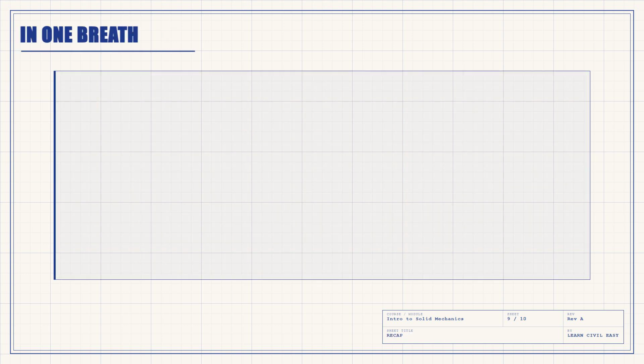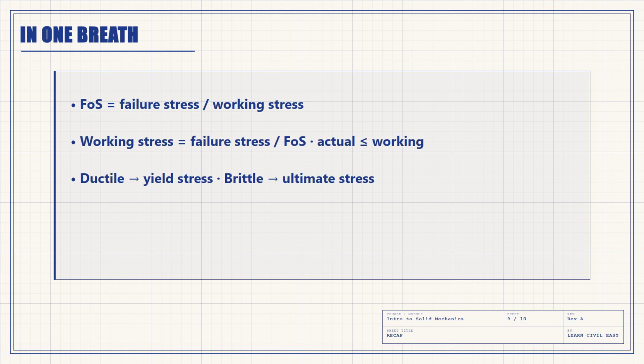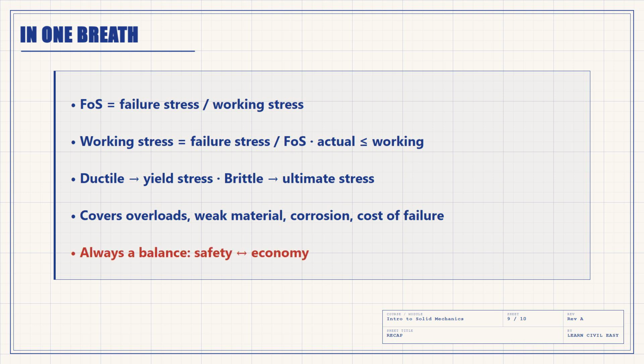In one breath, factor of safety equals failure stress over working stress. Working stress equals failure stress over the factor of safety. Ductile materials use the yield stress. Brittle materials use the ultimate. It exists to cover overloads, weak material, corrosion, and the cost of failure. And it is always a balance between safety and economy. And that is the factor of safety.